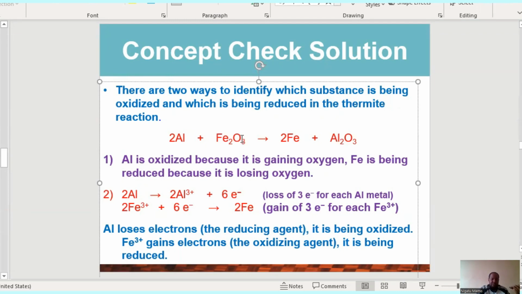Okay, this oxygen atom is donated to aluminum. Aluminum gains oxygen, and iron in the product side stands alone. Therefore, we can identify the oxidized and reduced substance by gain and loss of what? Oxygen. In the second method, aluminum lost electrons and its oxidation number increased from 0 to 3+, and this is the oxidized substance, and iron's oxidation state decreased from 3+ to what? 0. Therefore, Fe3+ in Fe2O3 is reduced.